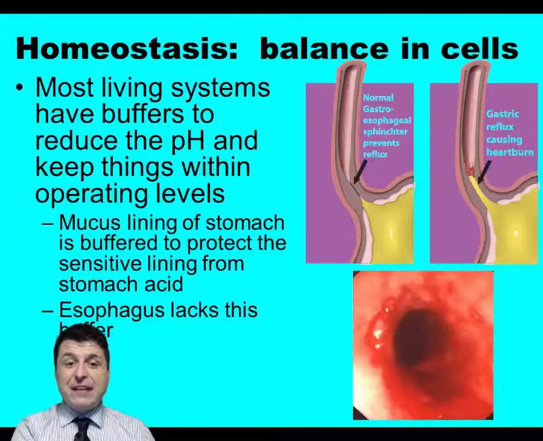Unfortunately, our esophagus doesn't have this mucus buffer, and if a person has acid reflux, where that acid goes back up into the esophagus, it can cause esophageal erosion. Basically, the acid damages the lining of the esophagus. Even with just temporary acid reflux, you know how that burns, because the esophagus is not buffered against that acidic pH.